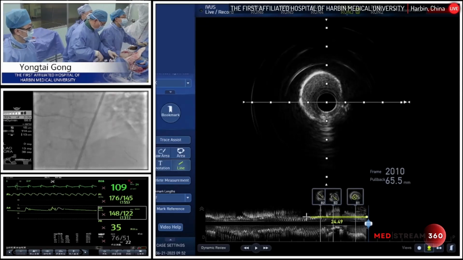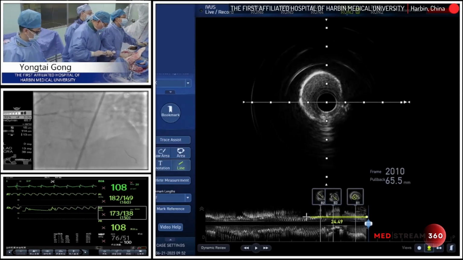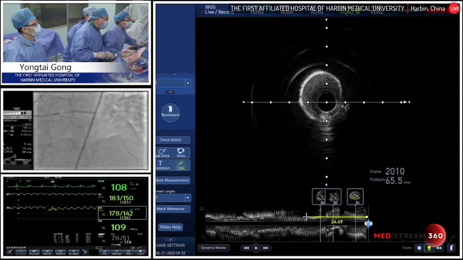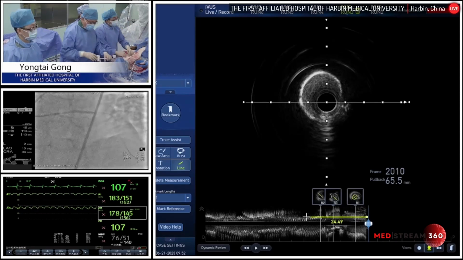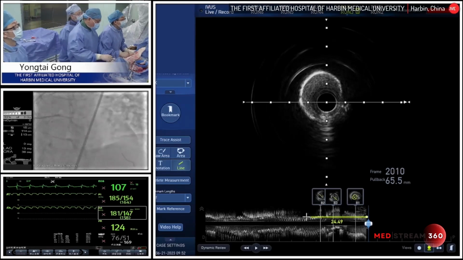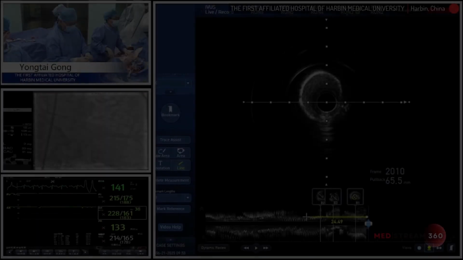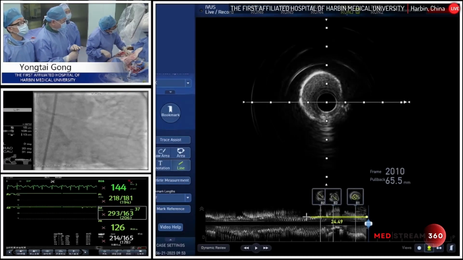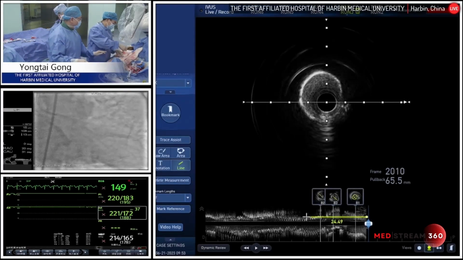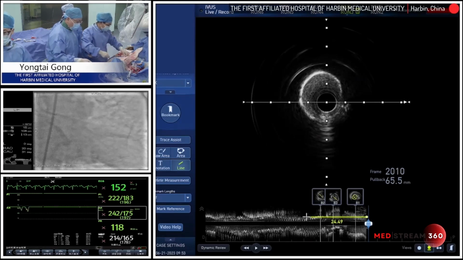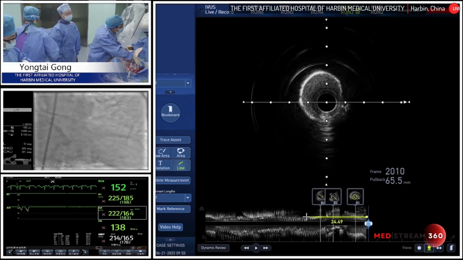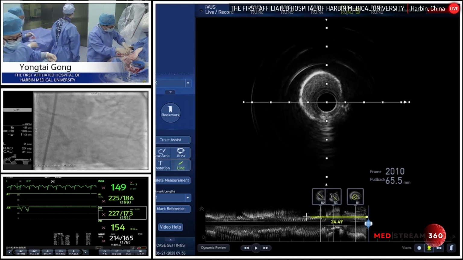Okay, we are opening the stent. Okay, I think that the stent is well expanded. Maybe we pull back a little bit and open it again. Okay, the stent has been well expanded and we do not worry too much. So this is a potential high risk that we have always emphasized through the whole procedure.